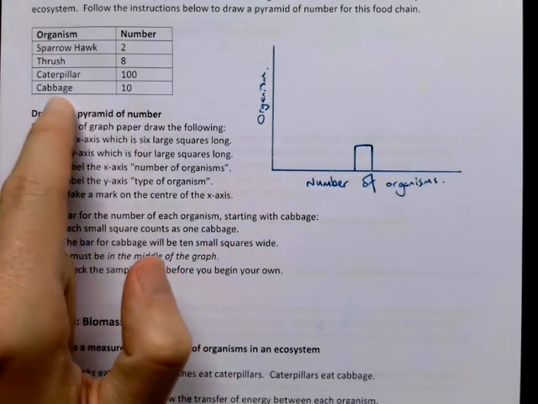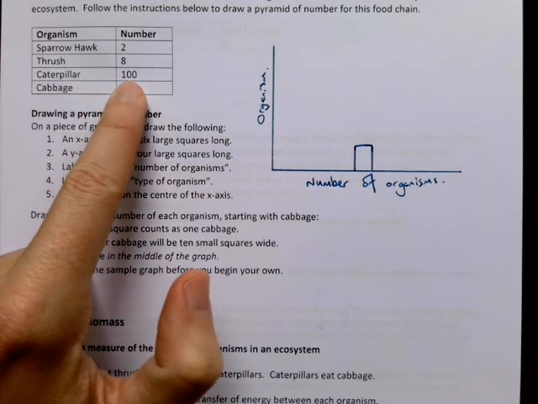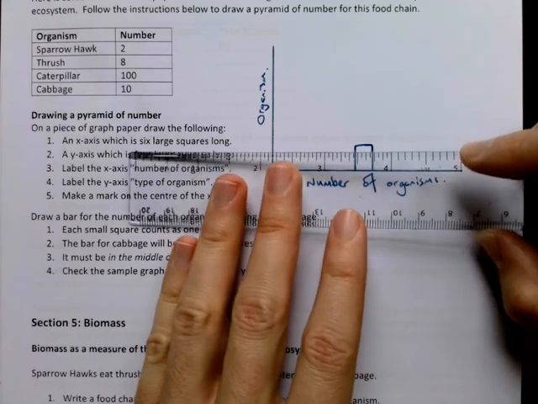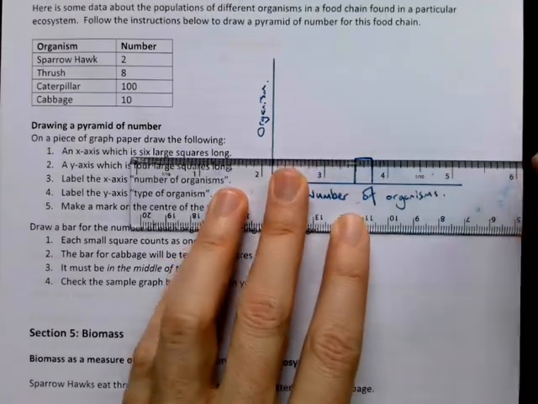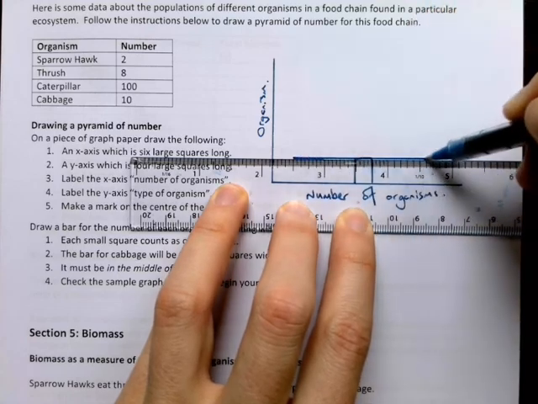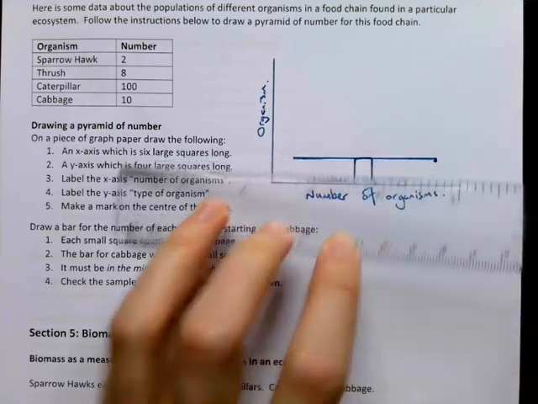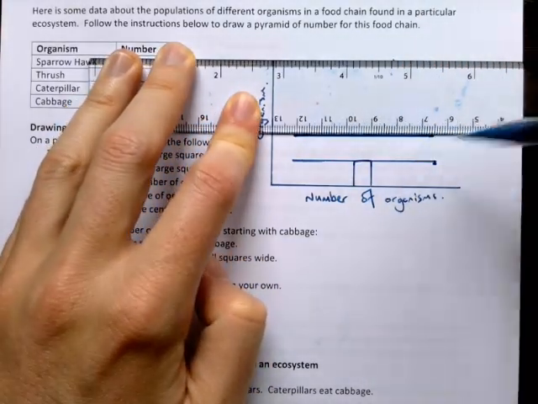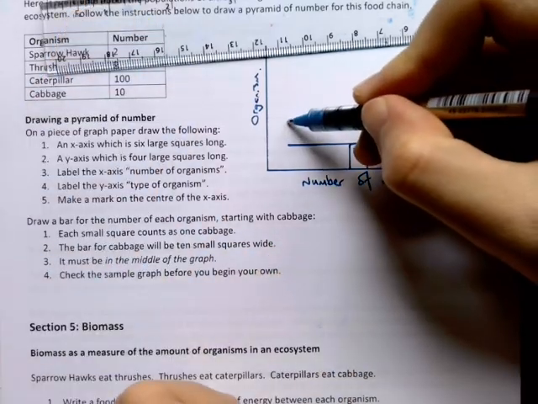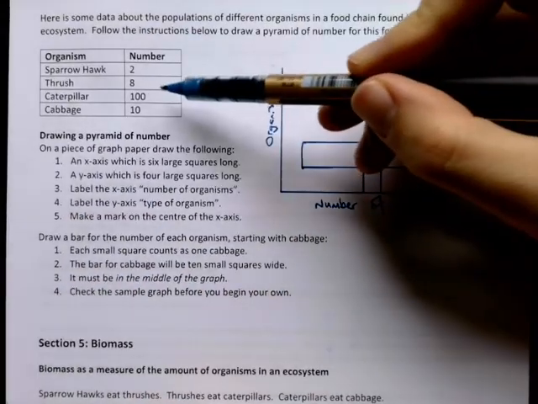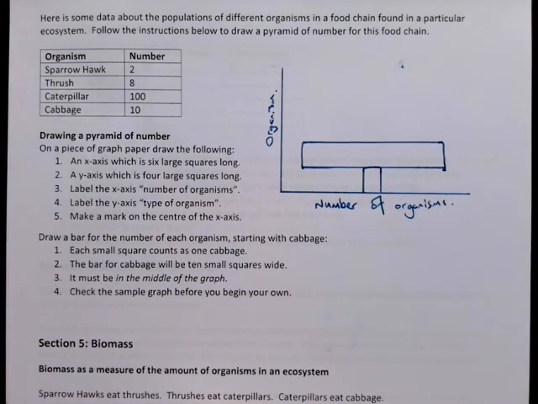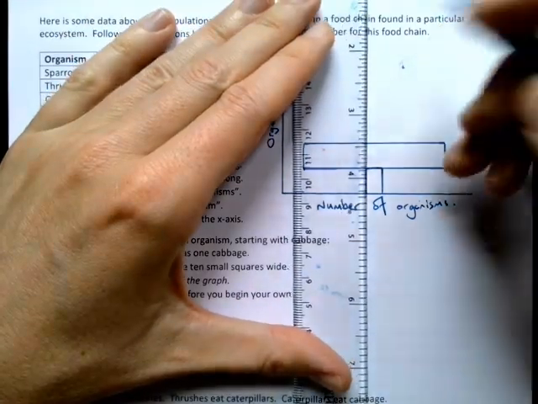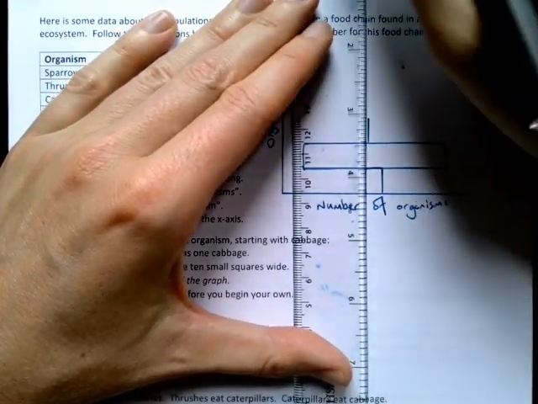And then once we've got 10 cabbages, the next level, we have 100 caterpillars on those 10 cabbages. So each cabbage has got about 10 caterpillars on it. So it needs to be about 10 times bigger. I'm not going to measure it exactly, but it's going to look something like that. Like this. Okay. And then those 100 caterpillars are eaten by 8 thrushes. Okay, and a thrush is just a type of bird. All right, so we've got slightly fewer thrushes than we've got cabbages. So it's going to look a little bit like this.